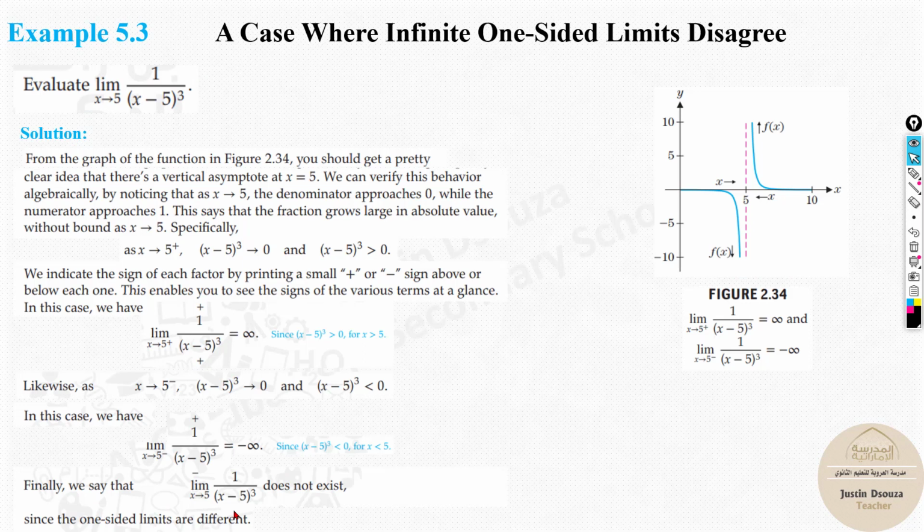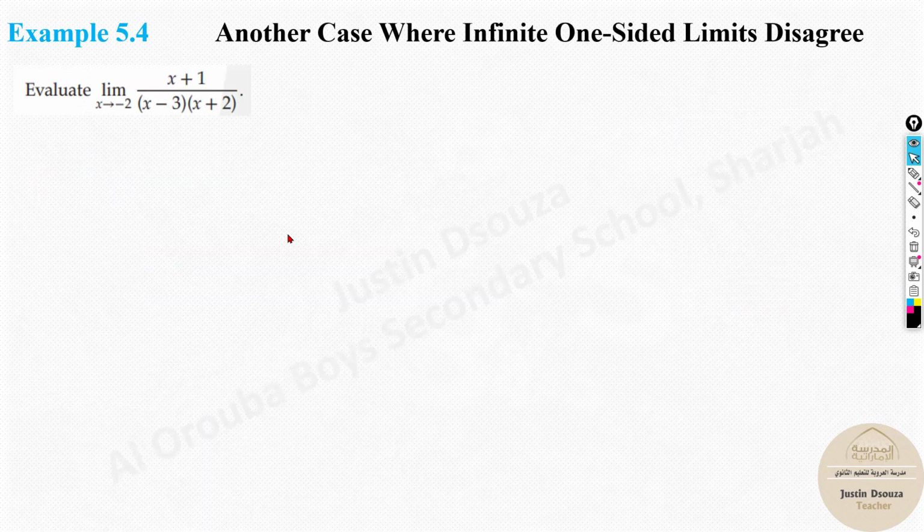Since the one-sided limits are different, one-sided in the sense this plus and minus, this is a one-sided limit. If they match, only then we write it the same. If it was both minus infinity, it doesn't exist, but we write it as minus infinity. Here, another case where infinite one-sided limits disagree.